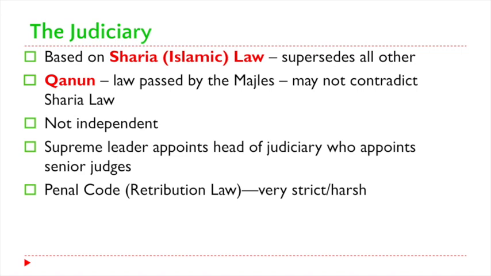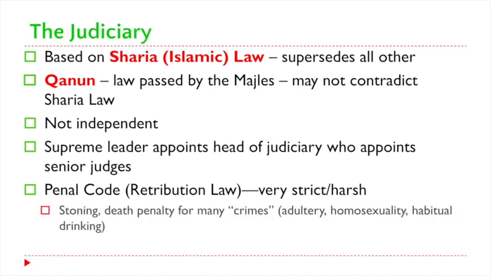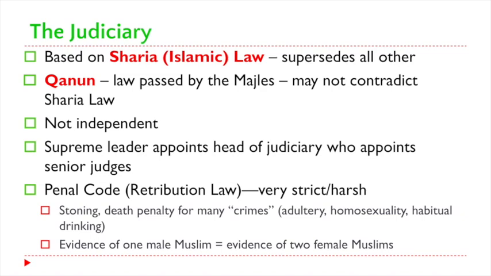Some other things to note: the punishment system in Iran is very strict, very harsh. The death penalty is used for a lot of different crimes like adultery and homosexuality and drinking habitually. Oftentimes it's repeat offenses that result in the death penalty, but it does happen very often in Iran. Hundreds of people are executed every year. Also, as far as the judicial system, they do tend to value evidence presented by men over women. So you do have another discrepancy between how men and women are treated in the Iranian government.